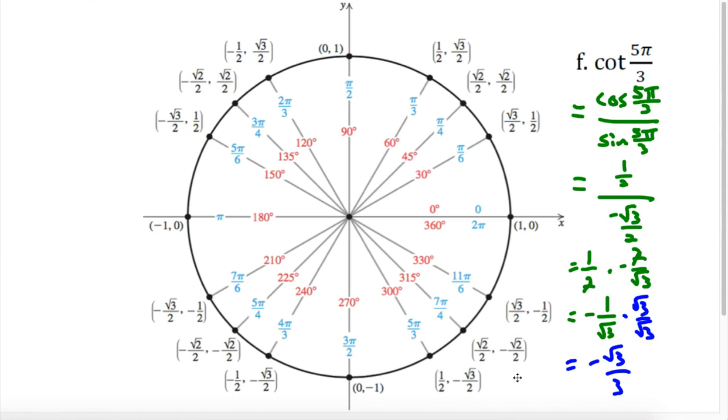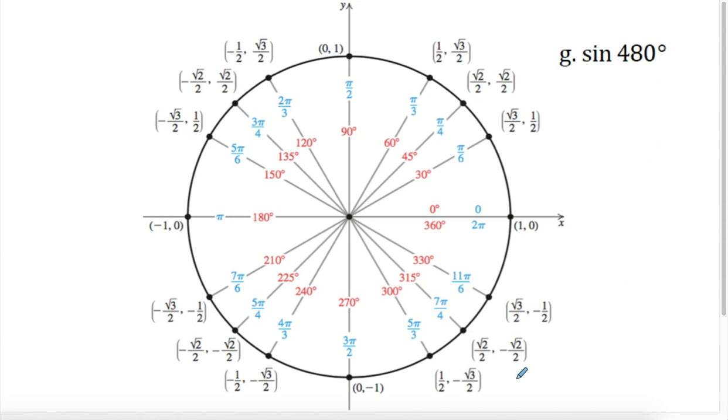Then our final few examples here are values that aren't on the unit circle, but we can find a coterminal angle that is on the unit circle and use that. We talked about finding coterminal angles a few lectures ago. A coterminal angle is just an angle that begins and ends in the same spot.